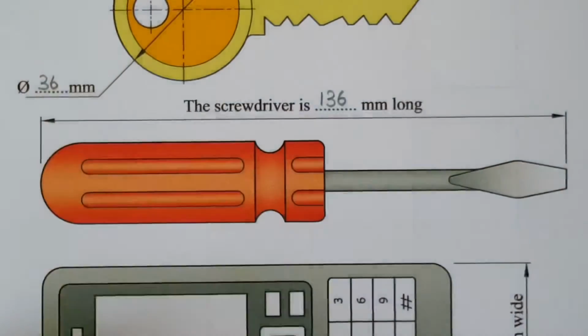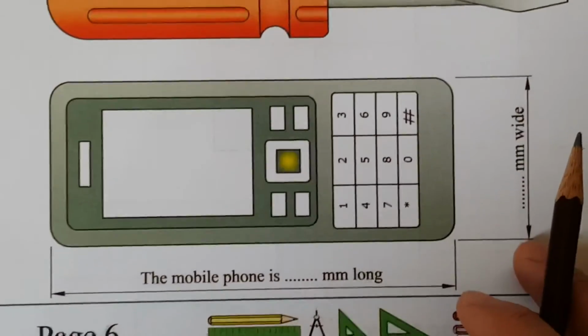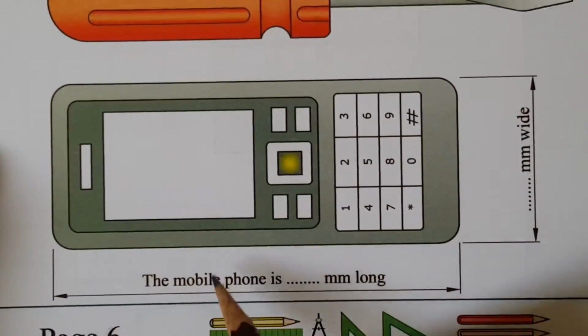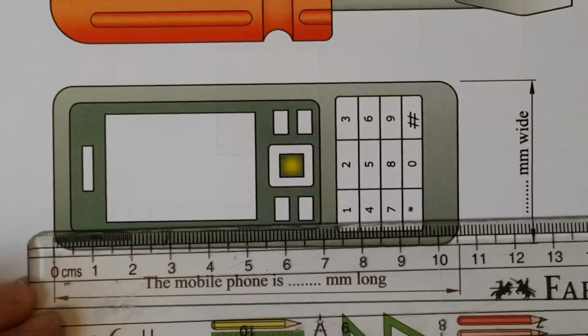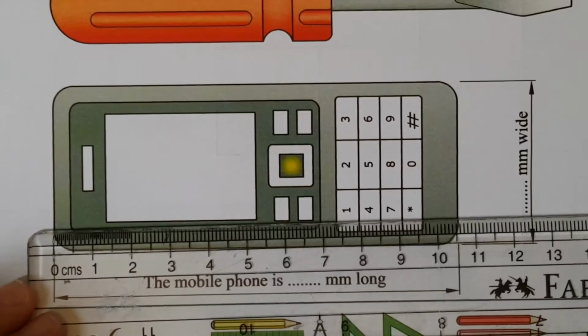And let's move on to measuring the length and width of this easy to use mobile phone. Firstly, I'm going to be measuring the length of this phone. Now let's grab a ruler. Make sure that your ruler is resting on the smooth flat edges of this phone. And this phone appears to be 106 millimeters in length.